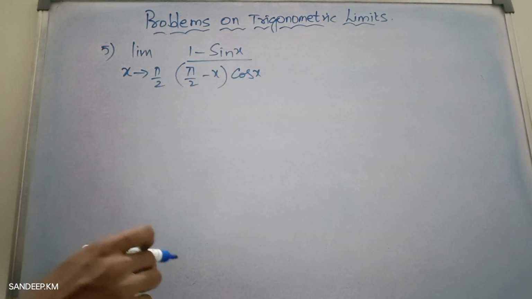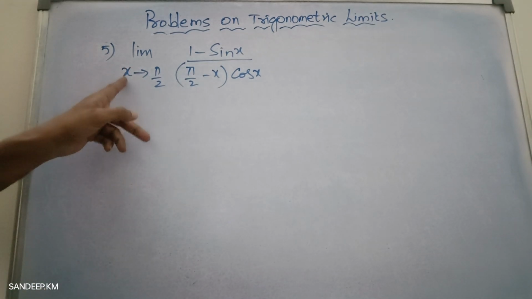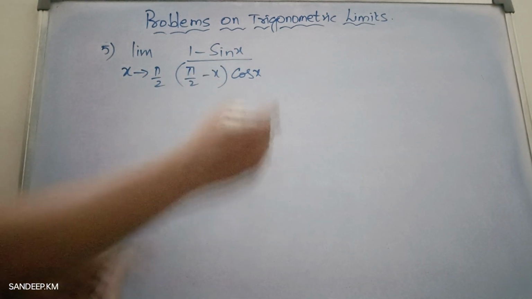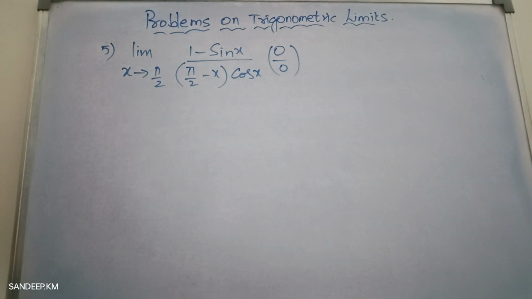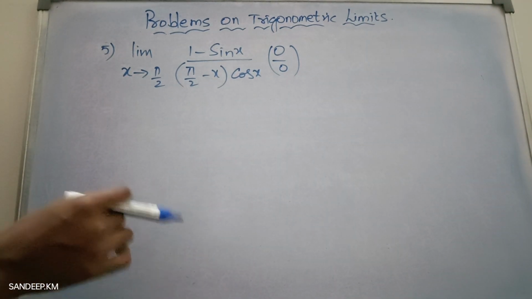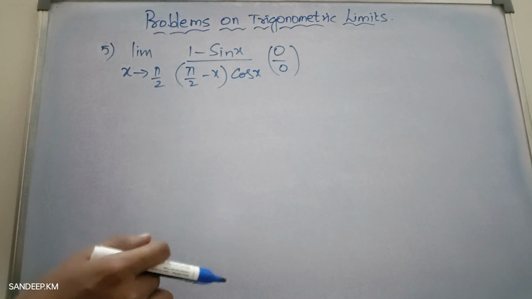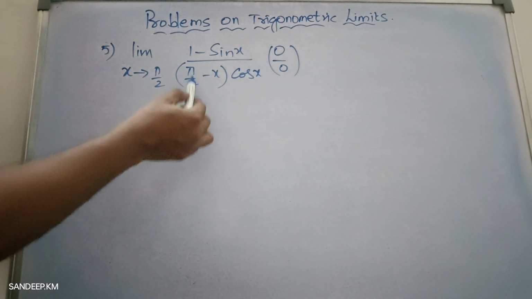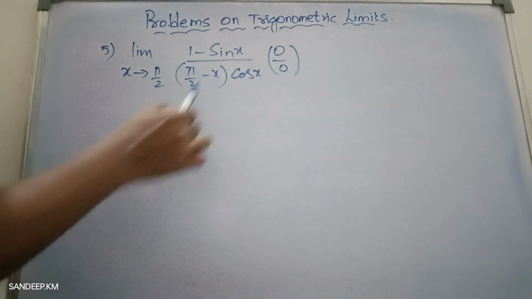Okay, next question. X approaches pi by 2, numerator by denominator. First of all, if I substitute x as pi by 2, the numerator is 0, the denominator is also 0. We are getting 0 by 0 form. See how I am going to solve this. That idea is important, correct or not? And how did I get that idea? By seeing 90 minus x. By seeing 90 minus x, I am getting this idea.